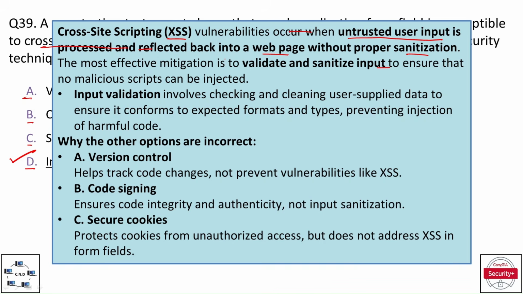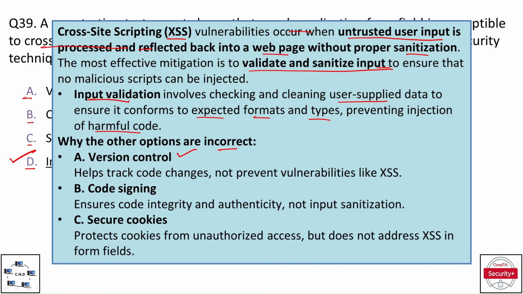The most effective mitigation is to validate and sanitize input to ensure that no malicious scripts can be injected. So input validation involves checking and cleaning user-supplied data to ensure it conforms to expected formats and types, preventing injection of harmful code. Why are the other options incorrect?